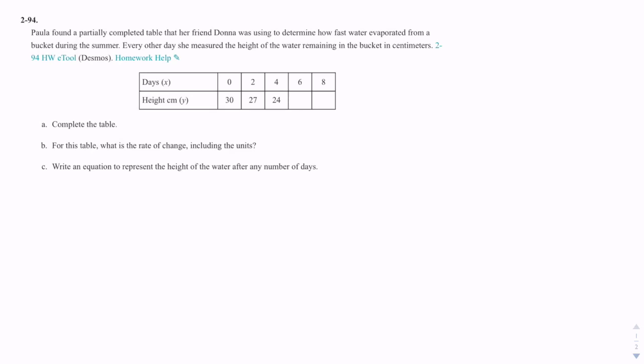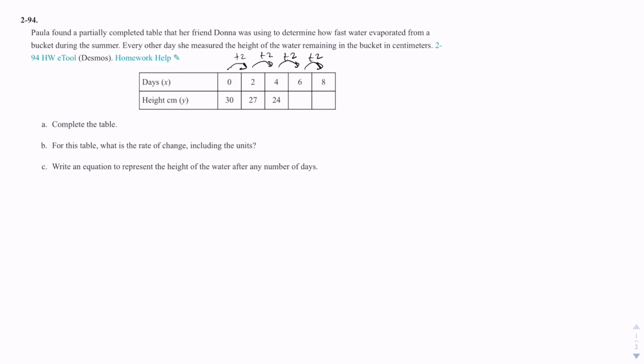In this question, we're given a table, and they want us to complete the table. So the first thing you need to do when you see tables like this is make sure you know what the x values are increasing by each time, because sometimes it'll increase by 1, by 2, by 3. Sometimes the table won't be consistent. But in this case, they are increasing it by 2 every time.